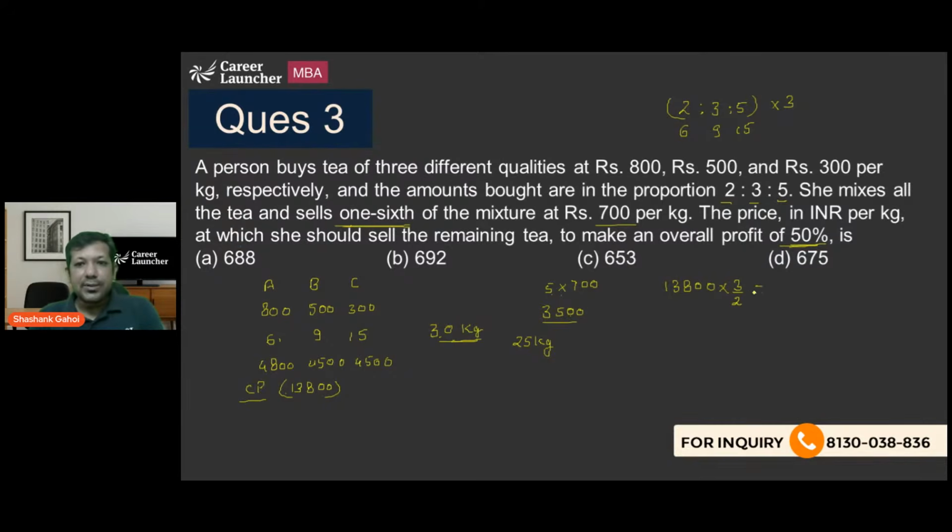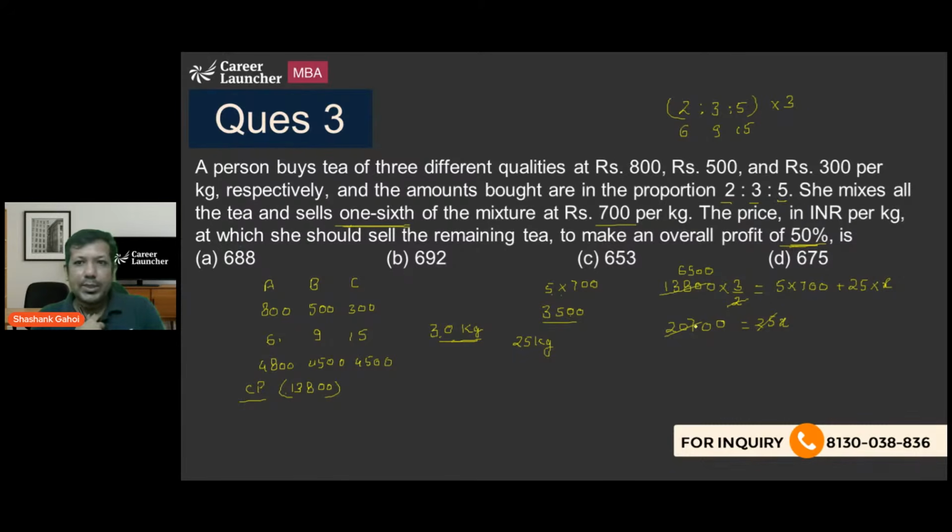Okay. 1/6 means he is selling 5 kgs at a price of 700. And the remaining 25 kgs he needs to sell at a price of somewhere around X. Okay. So this comes out to be 3,500 plus 25x. It is going to be 20,700, and that is equal to 25x. Okay. So this is going to be what? That is going to be 25.